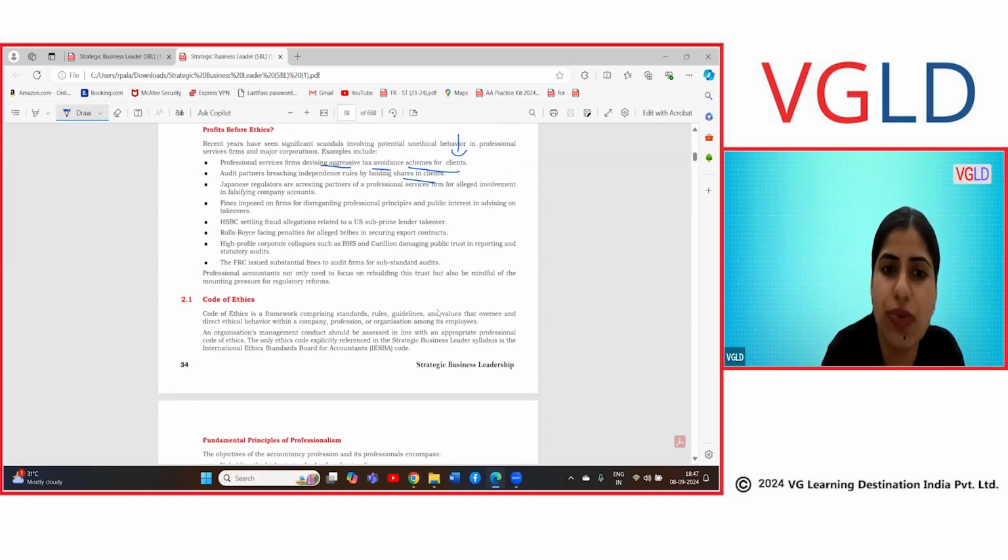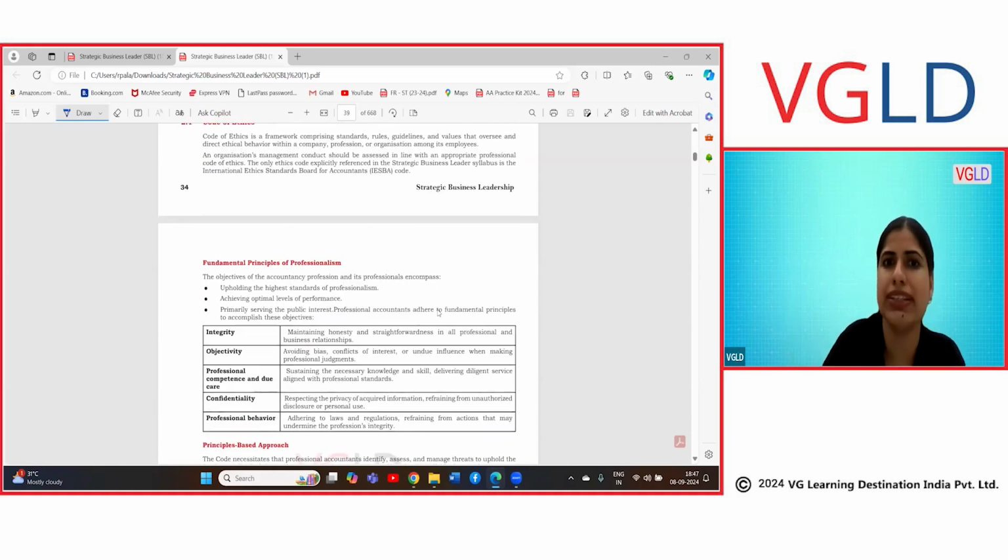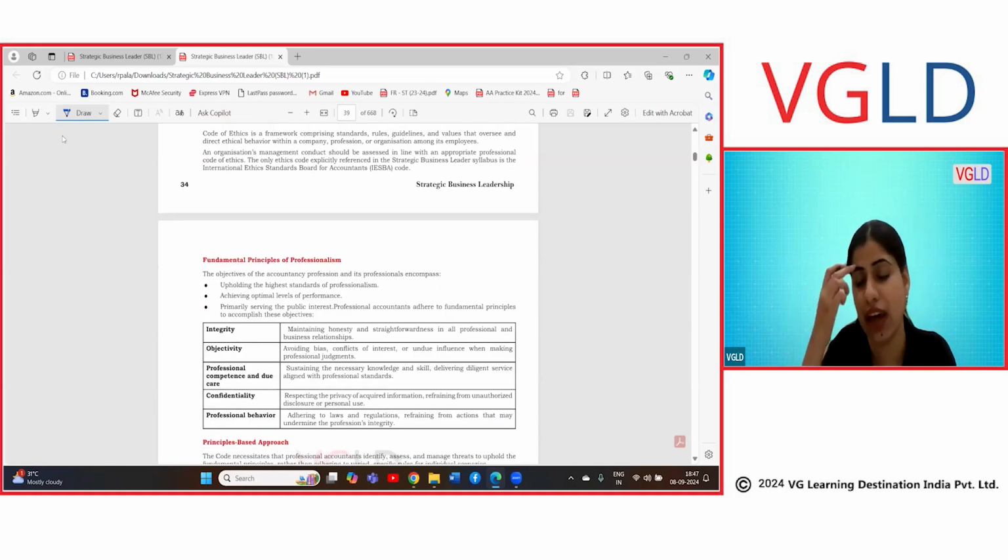Now we have the code of ethics, and these fundamental principles we have covered in the previous session. Just to let you know, our ACCA syllabus is based upon the principle-based approach of the conceptual framework, and this is something which is important for you. So we have two systems: one is the rule-based approach, and another one is the principle-based approach.